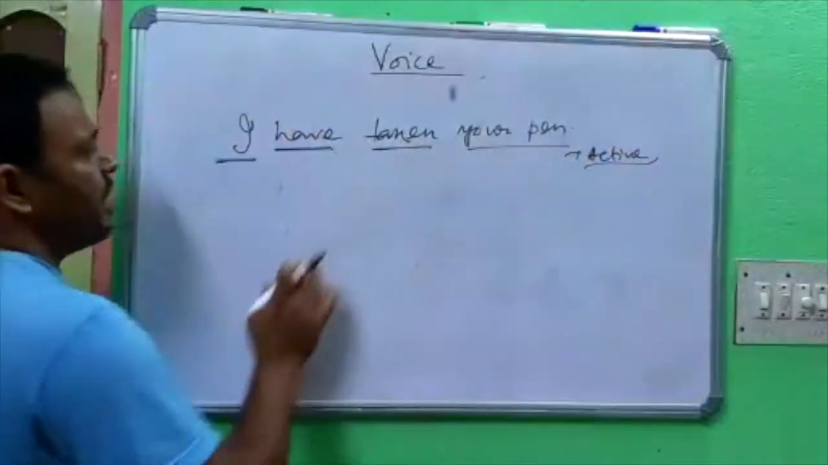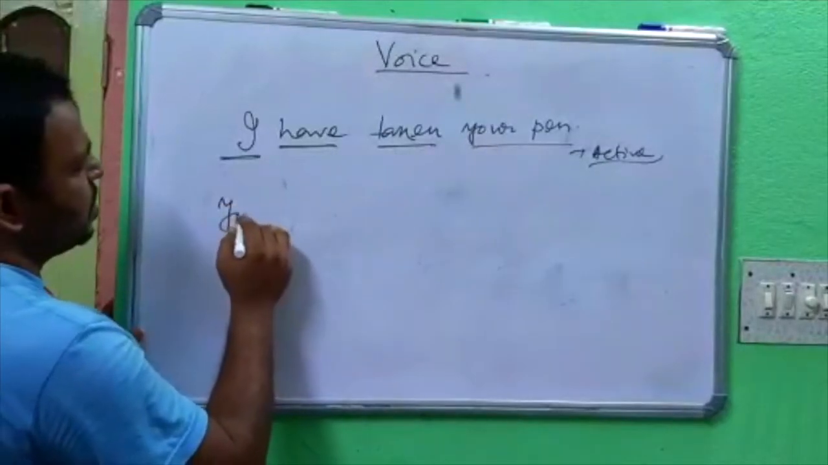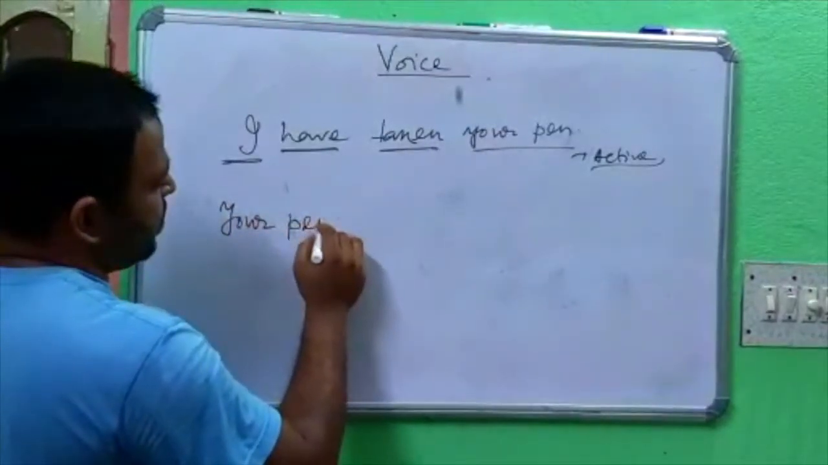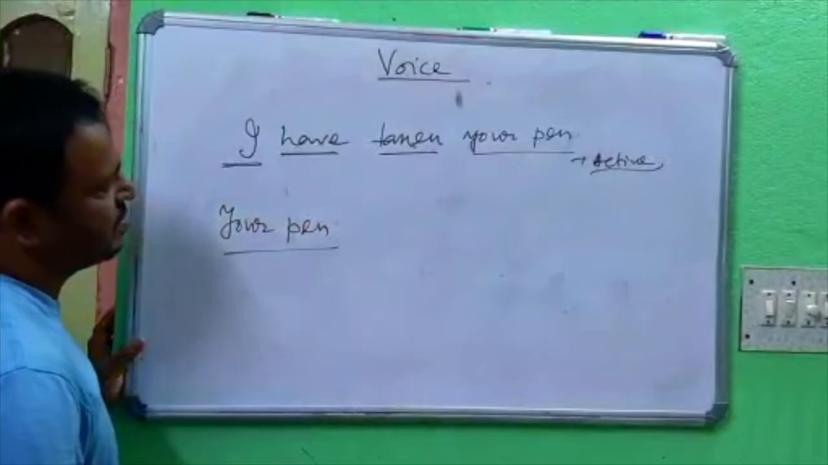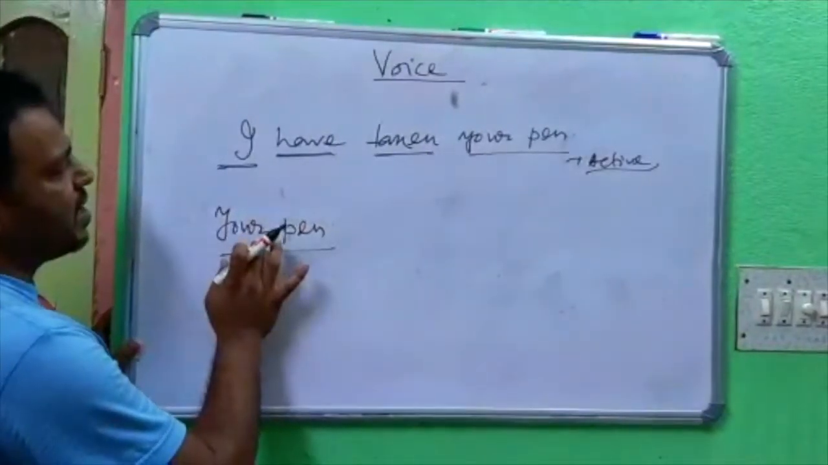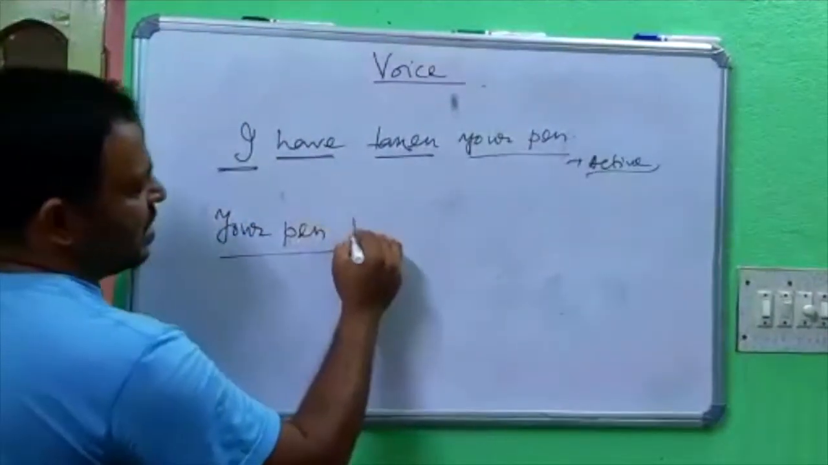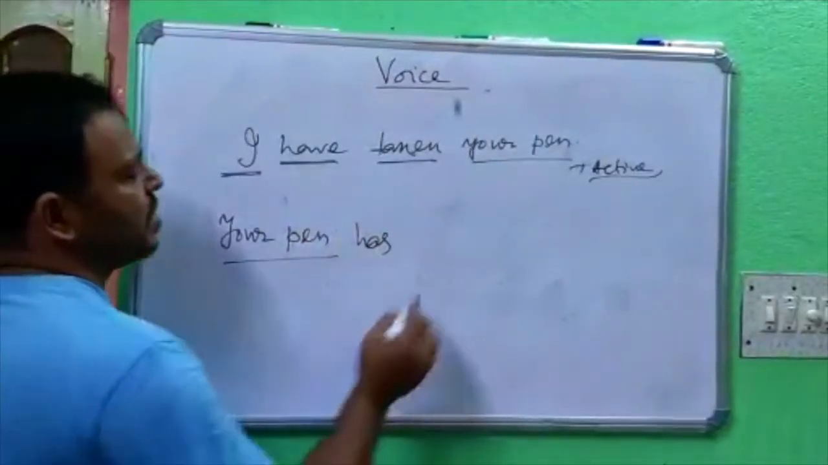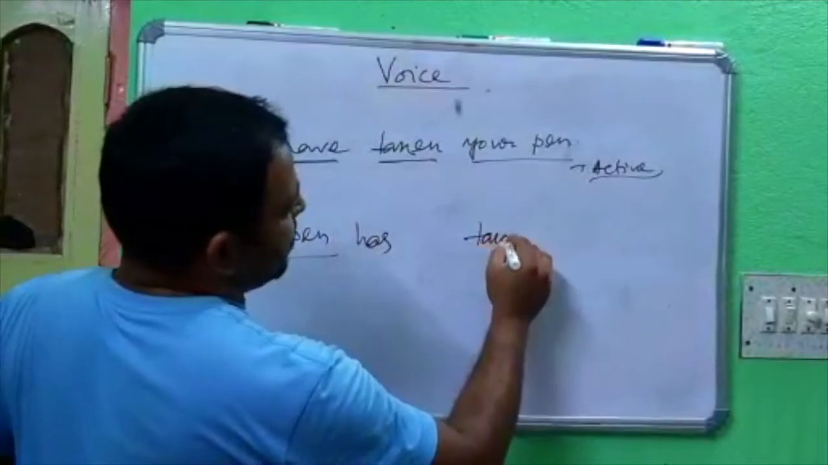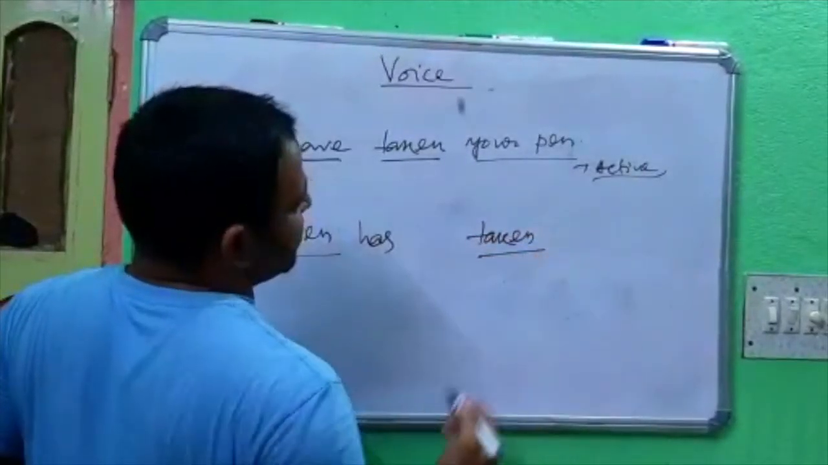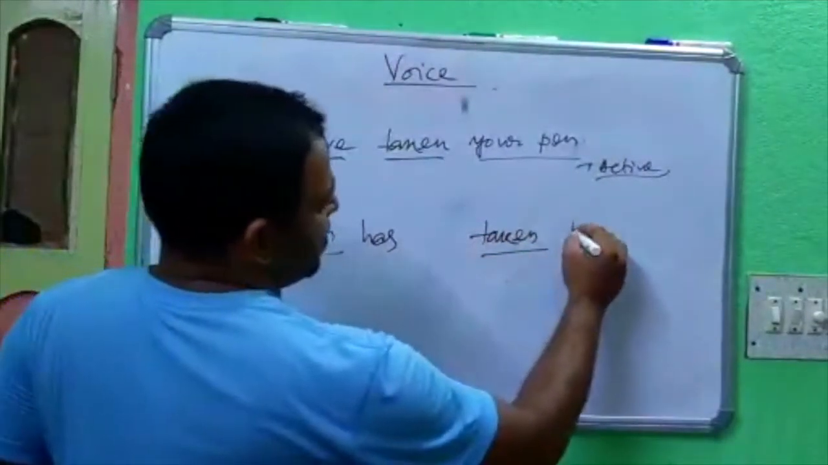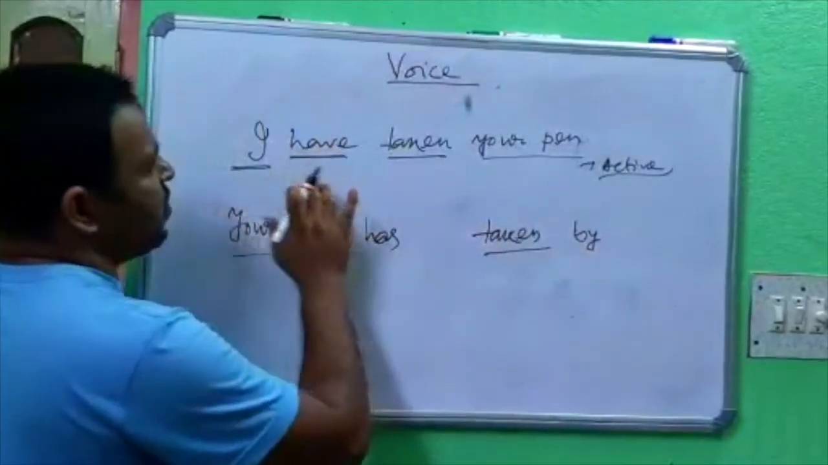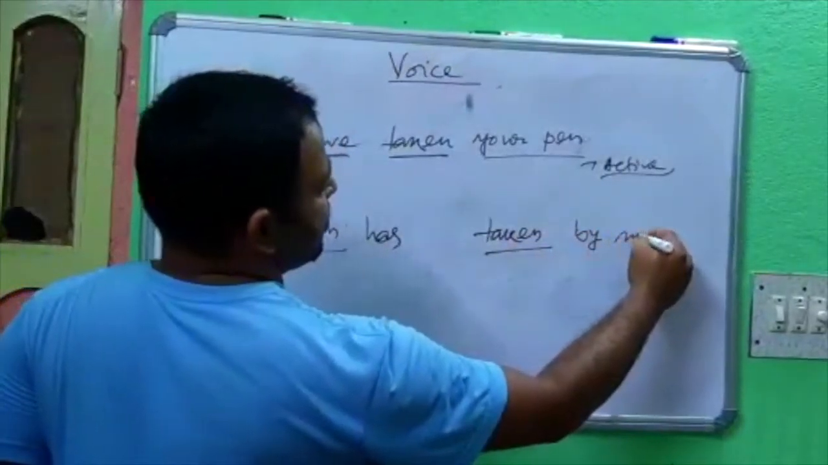So, as the subject I acts directly, it is active voice. According to the rule, from active to passive, your pen would be used as the subject. And according to subject and tense, have would be has, as it is a singular sentence. The past participle form of the finite verb is to be used, as taken. And the preposition, with the subject, would be me.